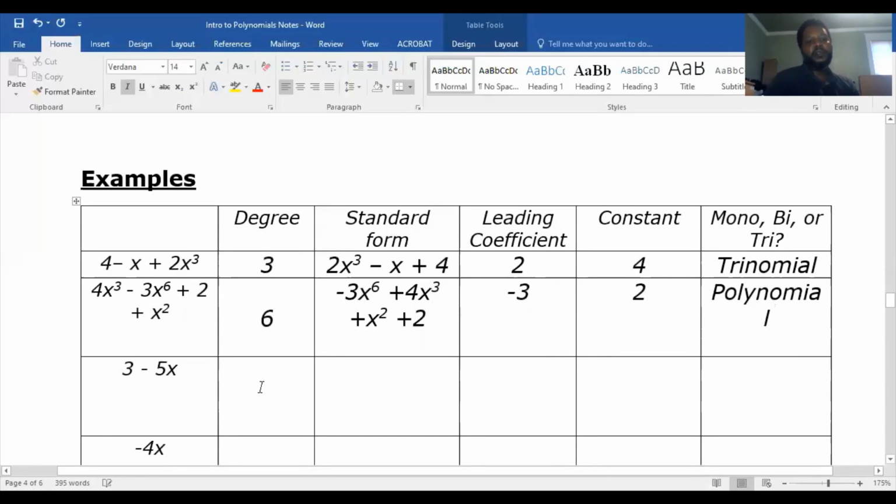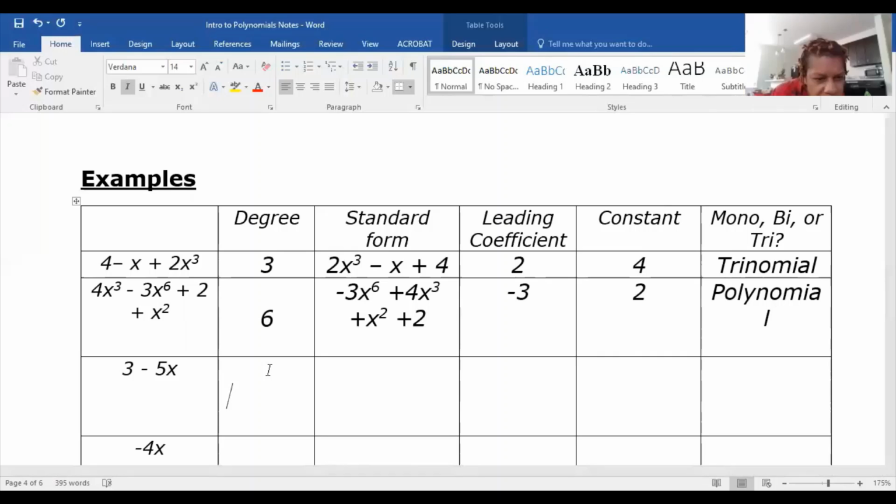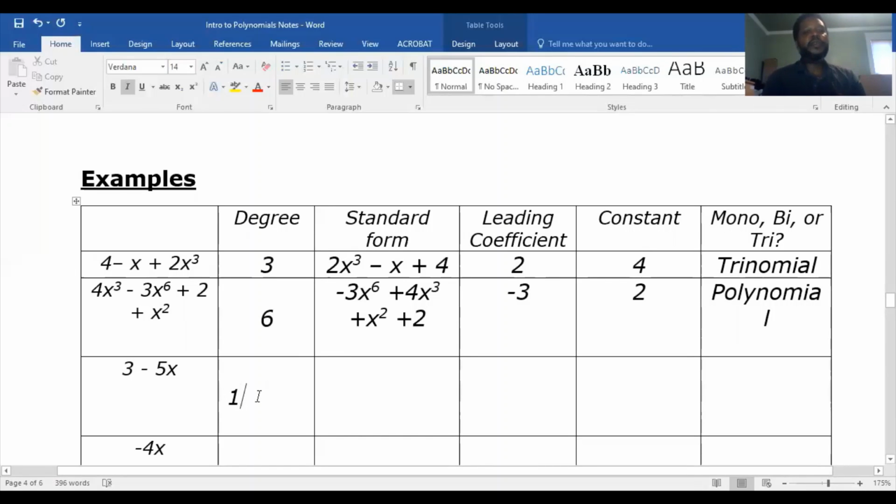Okay, so what about this next one? We have 3 minus 5x. What's the degree? What's the highest exponent that we have? -5x. Good. So what's the exponent there? There's always an exponent, right? What's that exponent on the x? It's 1. Oh, that's because x is always 1. Good. So the exponent there is 1.